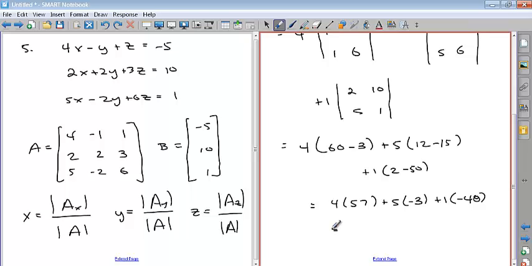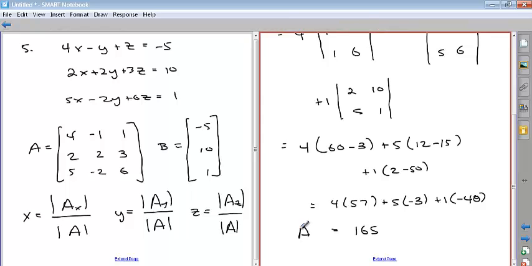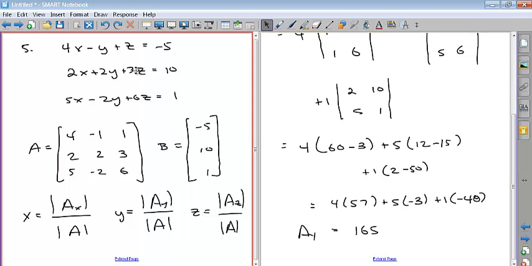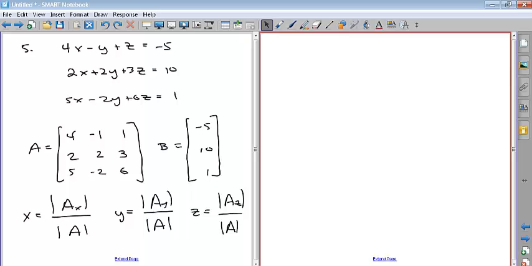4 times 57 minus 3 times 5 plus minus 48. And I get 165, which is, again, a multiple of 55, so that makes me happy. Doesn't have to be that way, but in this book, it's probably the most likely scenario. And then we have A sub z. So the first two columns stay the same. And then we replace the last column.